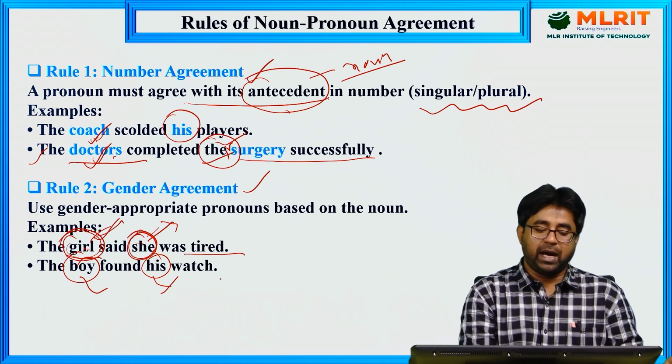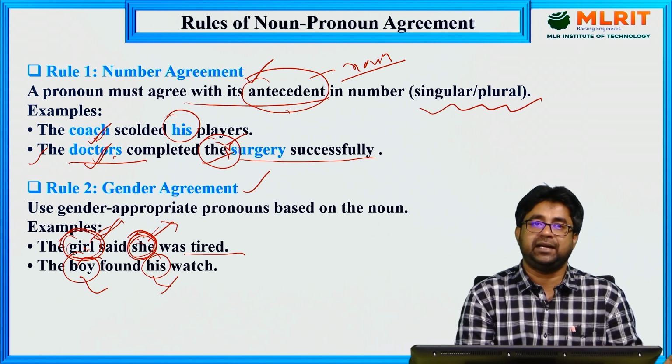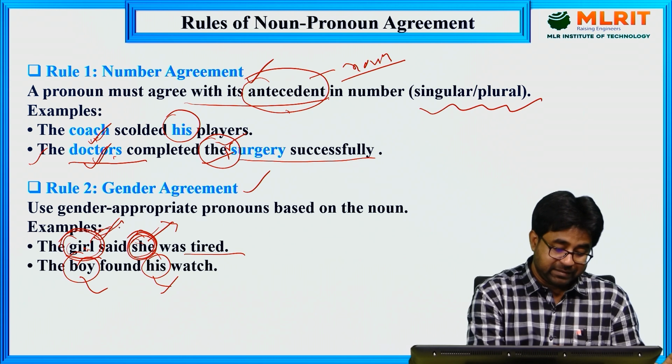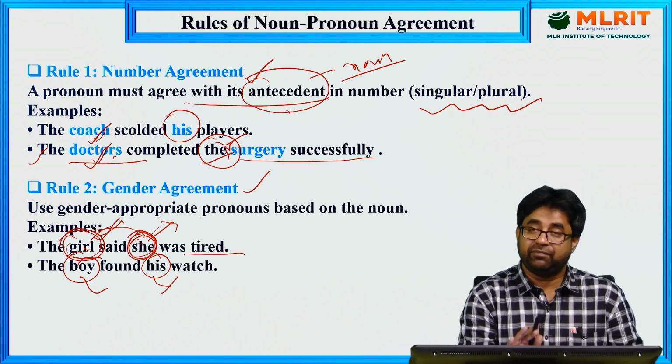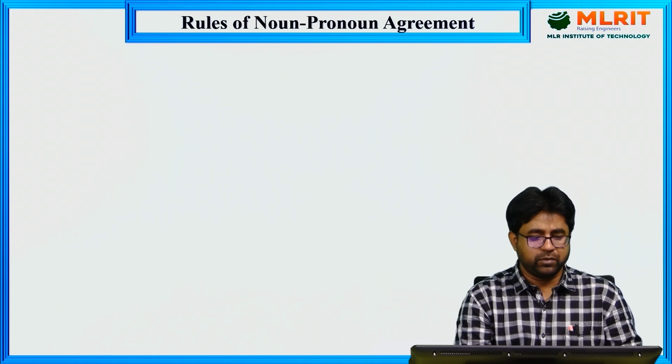So if you are using he, there would be a mismatch in the gender. It would be wrong. So that's why they should agree. The gender should agree. So these are the first two rules. Now let's come to the next set of rules.